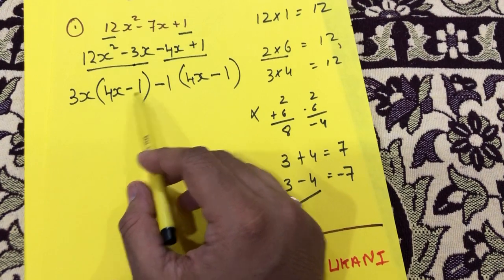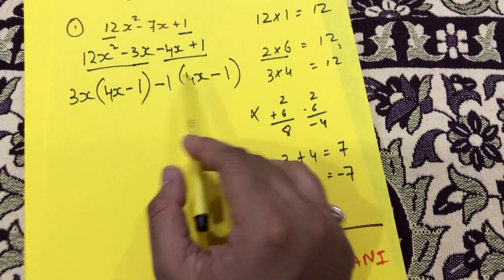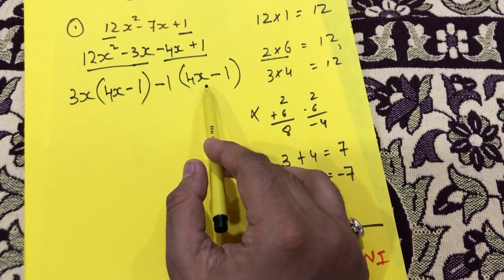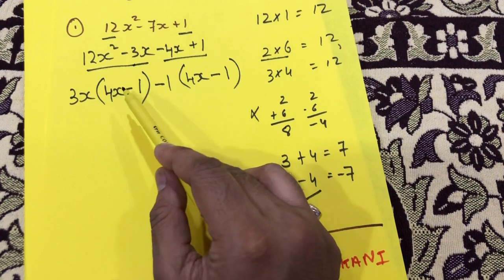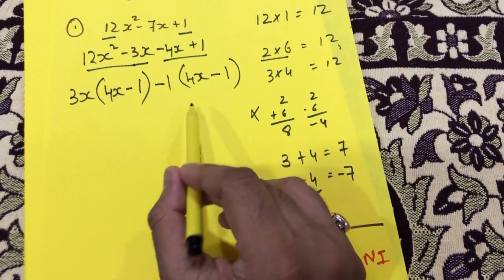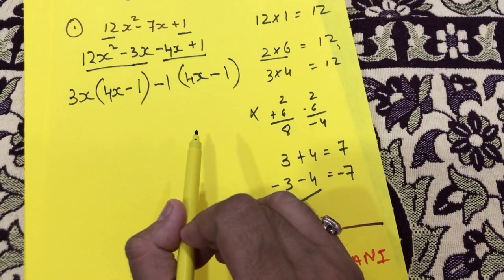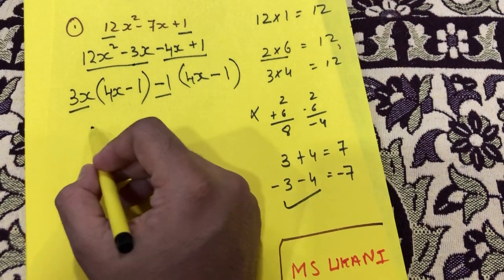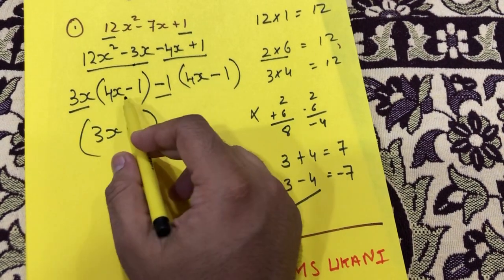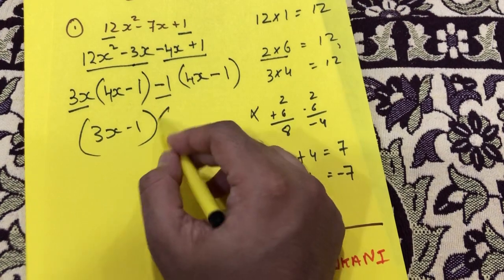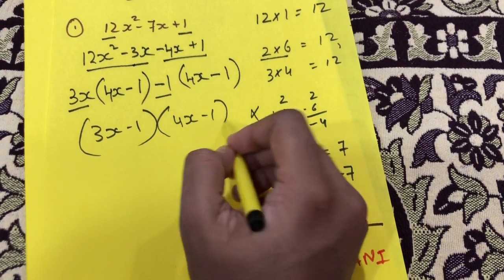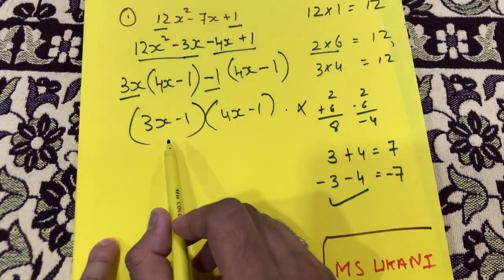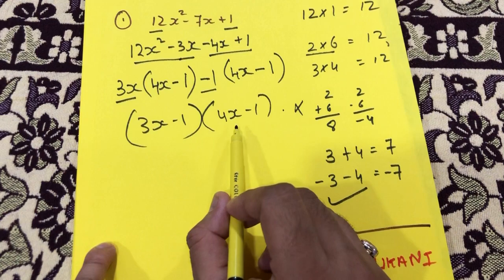Now to check whether our answer is right or not: these two brackets will always remain the same. See, here 4x minus 1, here also 4x minus 1. That shows that the common we have taken out is right. Now we will join 3x and minus 1, that is 3x minus 1, and since this bracket is common, we will write it only one time. So our factors for this polynomial are 3x minus 1 and 4x minus 1.